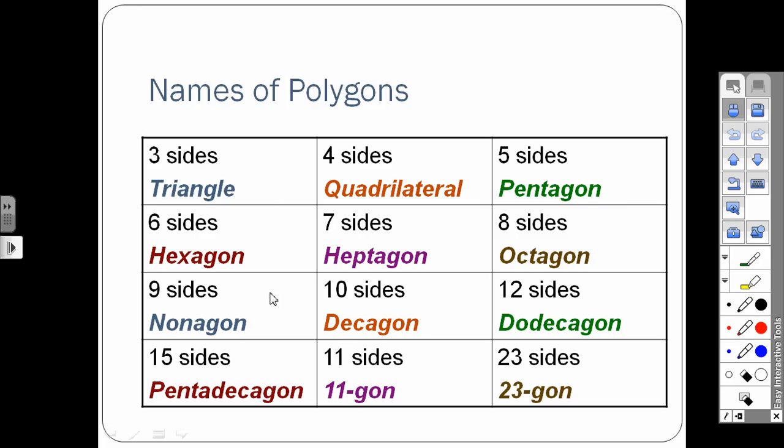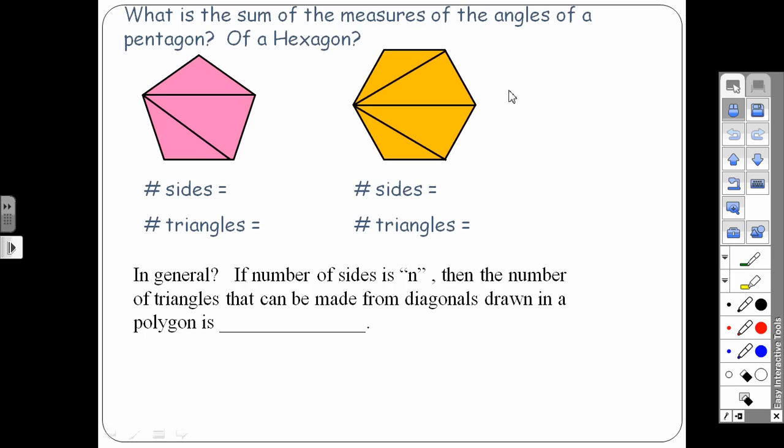Okay, so you need to know all these names. Not only do you need to remember the name, you need to know the number of sides that's related to it for some of the problems that you're going to have to do.